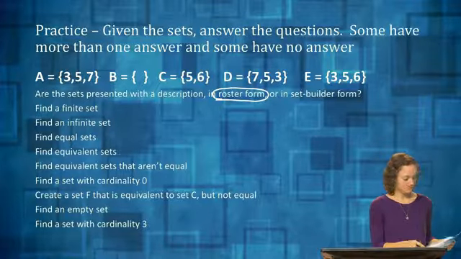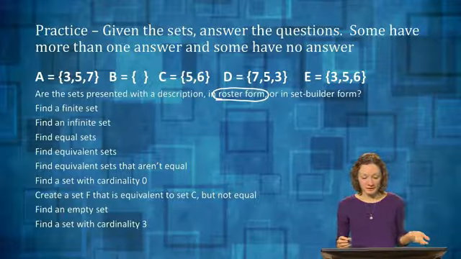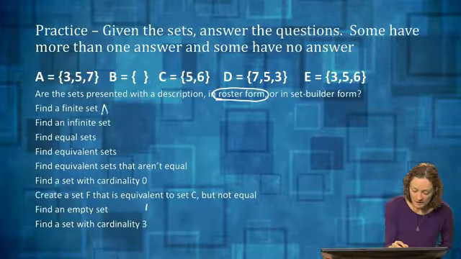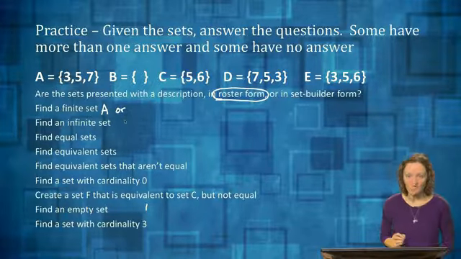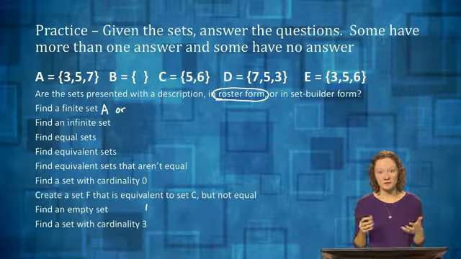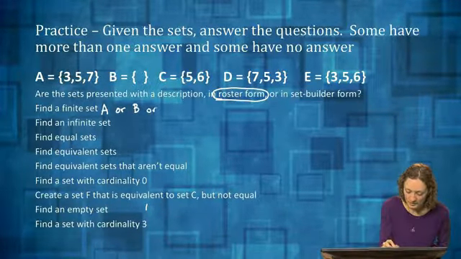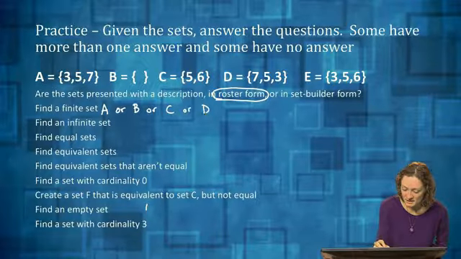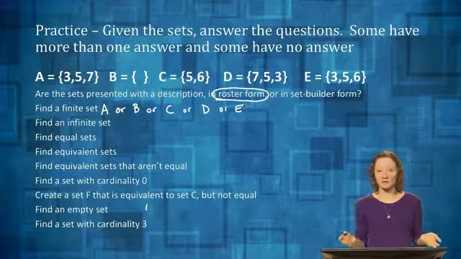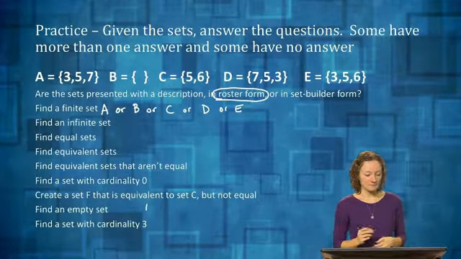The next one, find a finite set. You could have put one thing down, you could have put more than one, whatever works. But in fact, each one of these is a finite set. Remember, finite means it either has no elements or the number of elements is a natural number. We could count them. So A or B or C or D or E. It would have been fine if you put just one of them or if you listed all of them, but it only says to find a finite set.